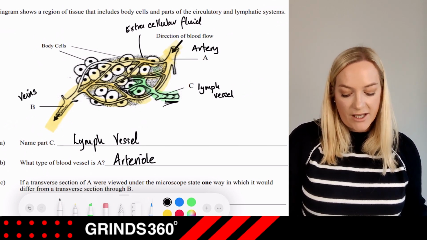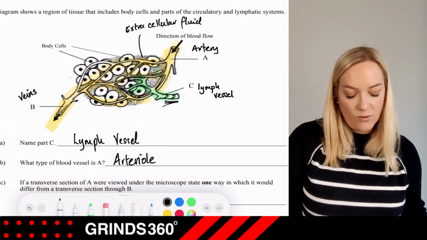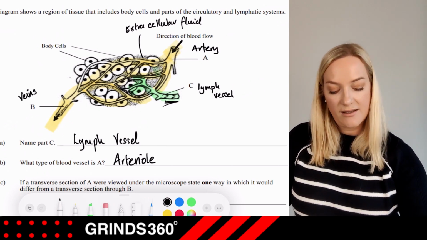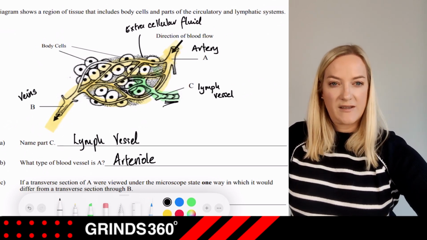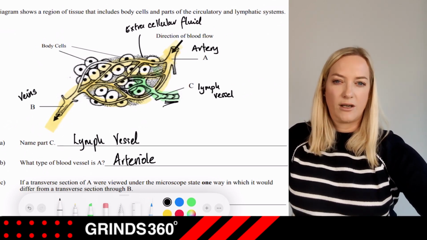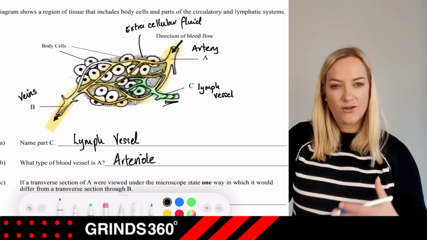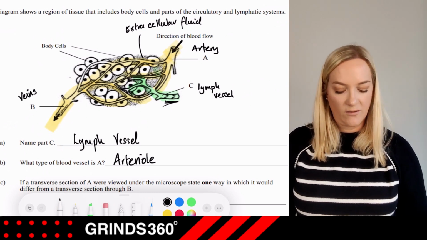If a transverse section of A were viewed under the microscope, state one way in which it would differ from B. So we worked out that this here is showing the direction of the blood flow coming in, so we said that was from our artery to arteriole. The blood is going out, so this is the vein. So now structurally, how is the vein different from that of the artery?